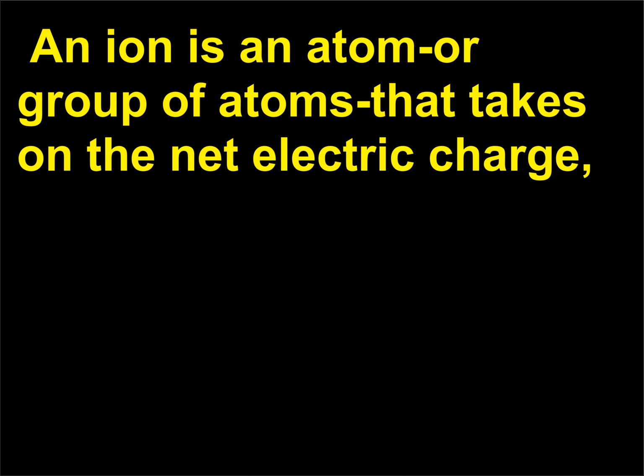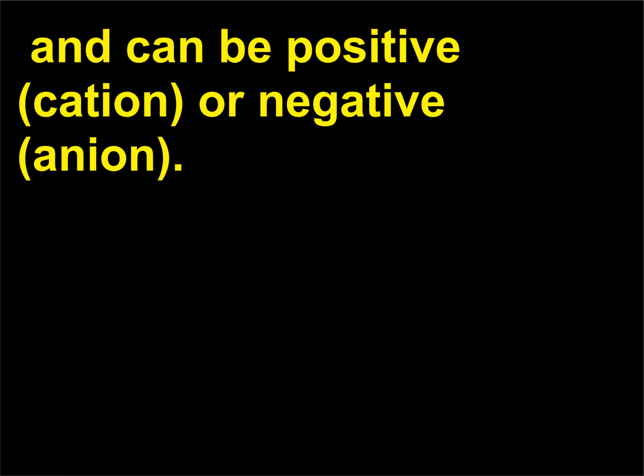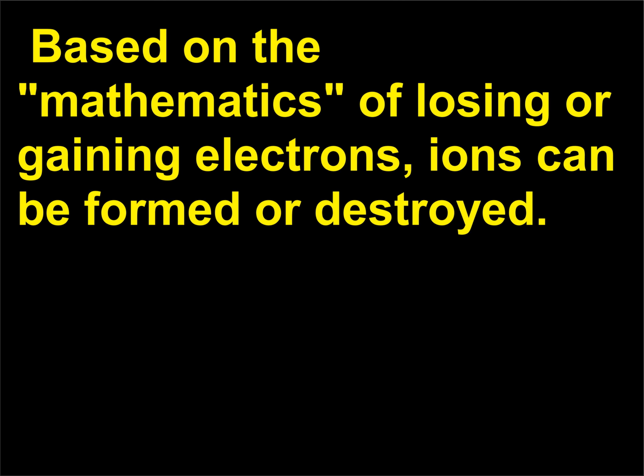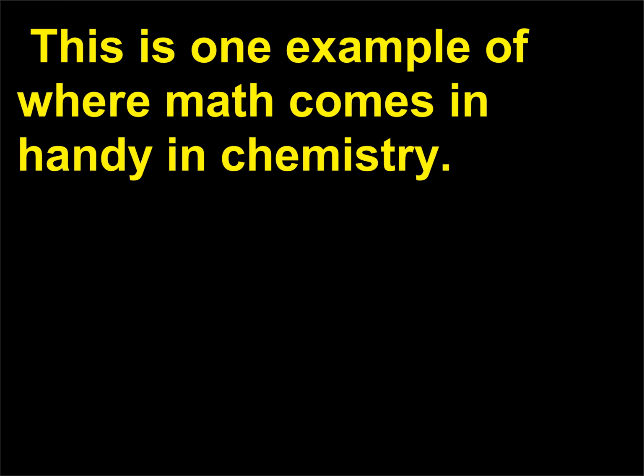An ion is an atom or group of atoms that takes on the net electric charge, and can be positive, cation, or negative, anion. Based on the mathematics of losing or gaining electrons, ions can be formed or destroyed. This is one example of where math comes in handy in chemistry.